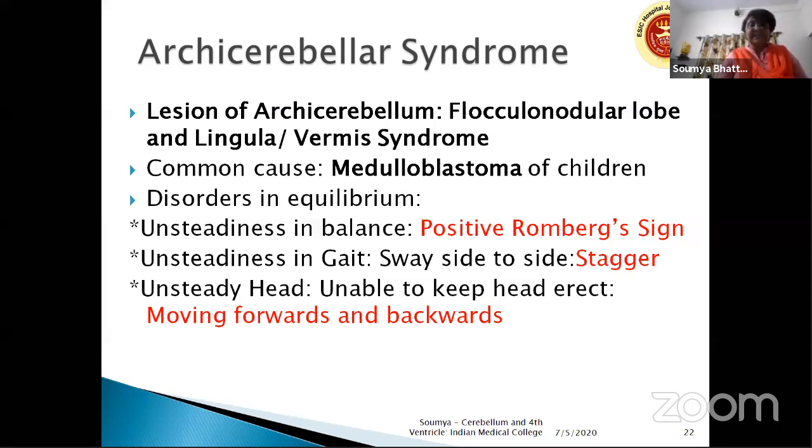And there is unsteadiness in the head. So unable to keep the head erect, the head swings forwards and backwards. While walking, the patient swings from side to side and the head swings from front to back. So this is Archicerebellar Syndrome. So we can see that there is a disorder in equilibrium. That means the vestibulocerebellar fibers are involved.